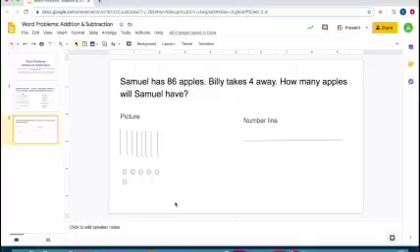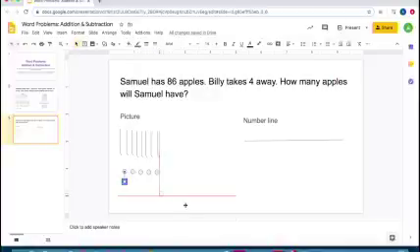Now when I look at this problem, I picture someone standing there with a lot of apples in their hand. Like, I don't even know how they can hold that many apples. And maybe Billy comes over to be helpful and takes 4 away from him. And so Billy is holding 4. So that means that Samuel actually lost 4 apples.